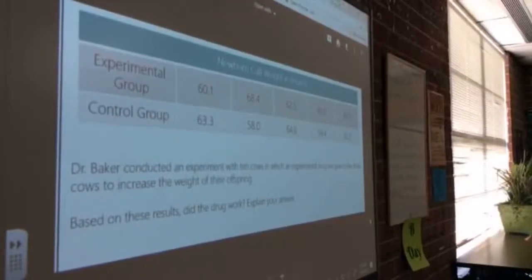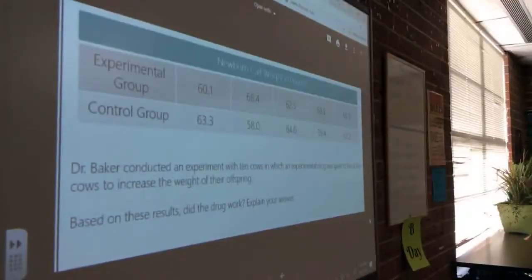All right, let's talk about analyzing this data. So in this question, you've got 10 cows altogether. Experimental group and control group. Control group means what? What's the control group? You can look at your notes.